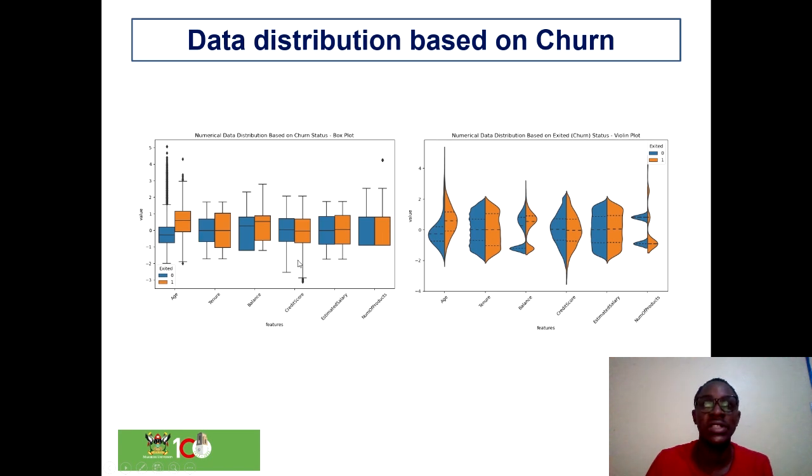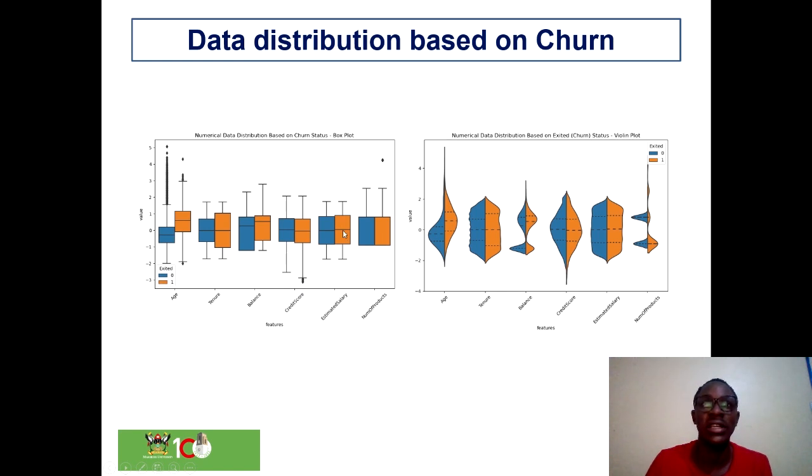And then we also see that with credit score in particular, we had outliers associated with people that are leaving the bank, and these outliers are those with extremely low credit scores. So it sort of makes sense, people that have extremely low credit scores leaving the bank.